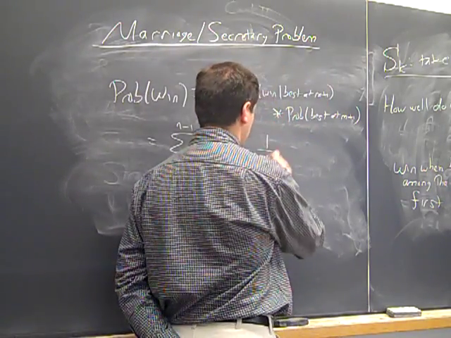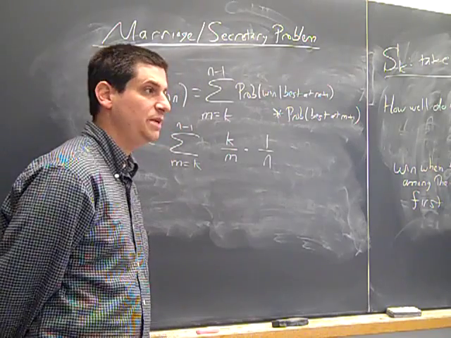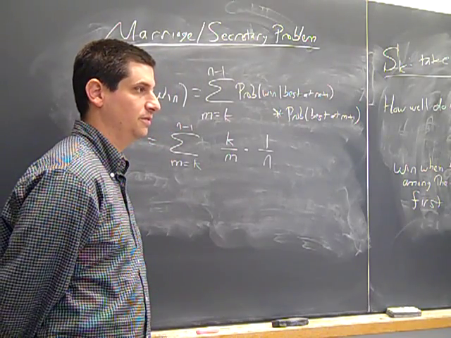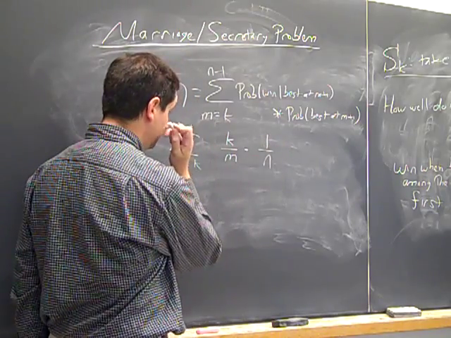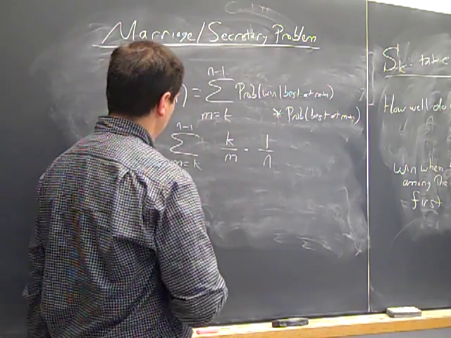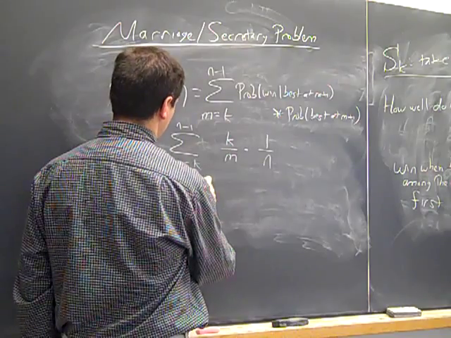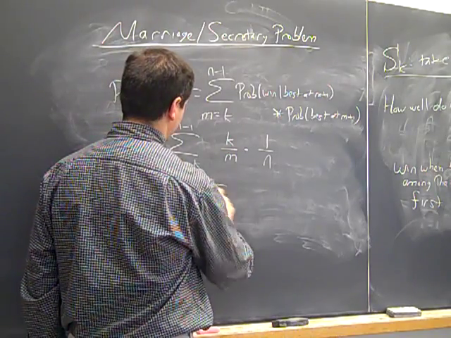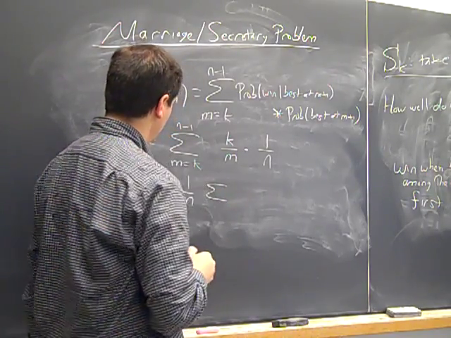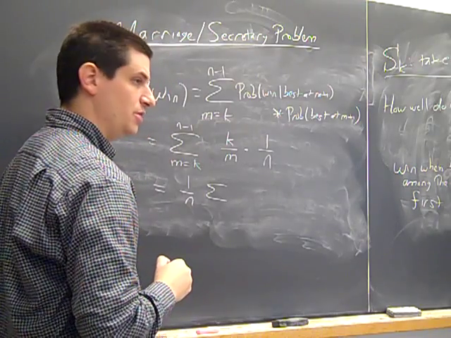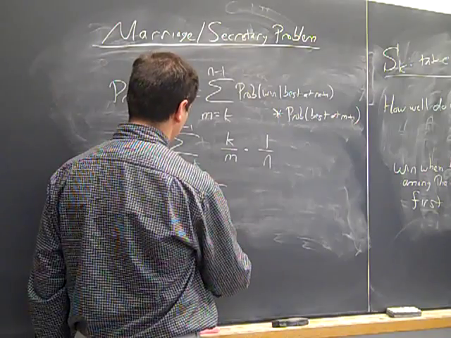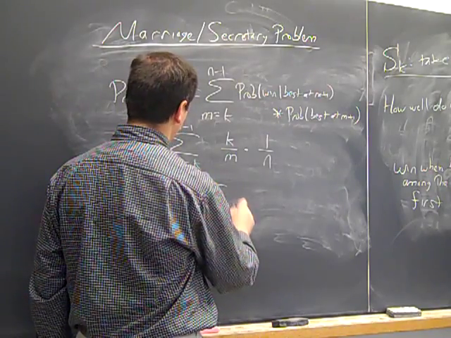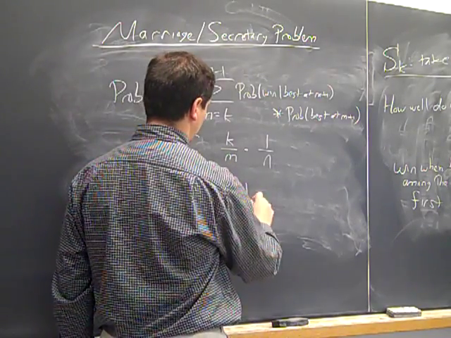Just 1 over N, right? The best person is equally likely to be anywhere. Okay? So I can bring out the 1 over N, and I have 1 over N, the sum. Well, let's see, what else can I bring out in this sum? I can bring out K. I have the sum, M goes from K to N minus 1 of 1 over M.